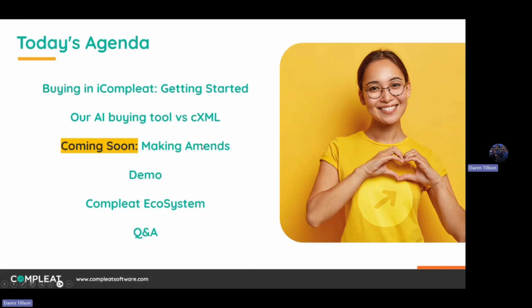So on today's agenda, what we're going to be looking at is a very brief overview for those who don't yet have the orders module configured in iCompleat. There are some areas of configuration, as you'd expect, that need to be considered and set up. So I'll have a very quick and brief overview of what those are, just a refresher, and go through the different options that we have available to us. We're then going to have a look at the AI buying tool and also the CXML tool. We'll cover both of those when we come to them.